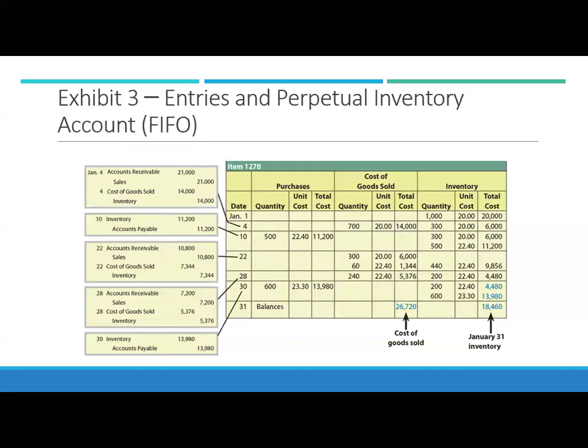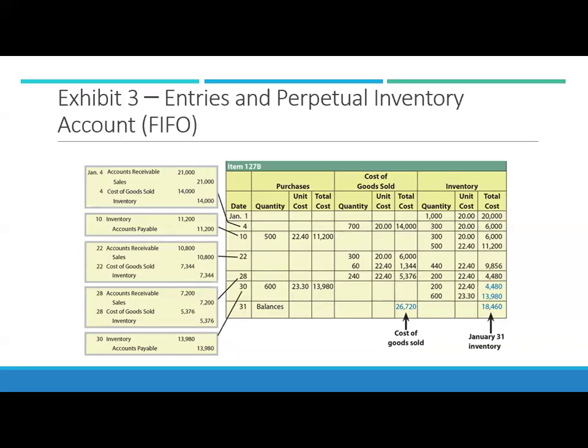And so then our cost of goods sold, we have to add both of these up. So $6,000 plus $1,344 is $7,344 is our cost of goods sold, and then credit to inventory of the same amount.